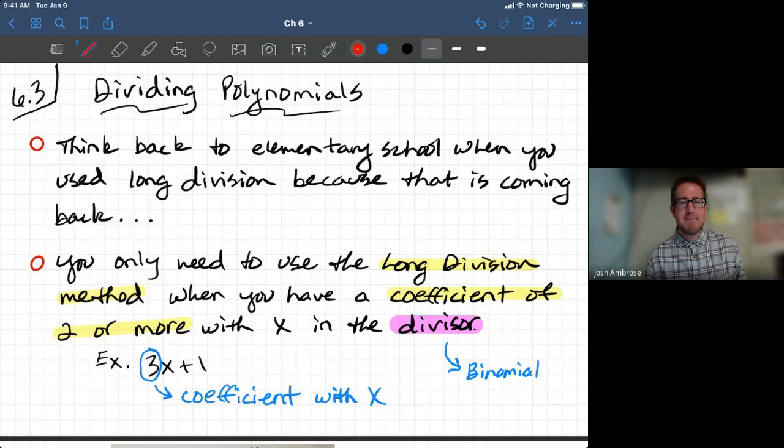All right. We're also going to be using a different method besides long division called synthetic division. Sounds a little bit kind of like science or chemistry there. It's not, but that's what we're getting into.